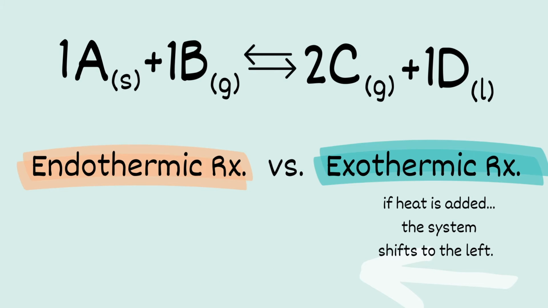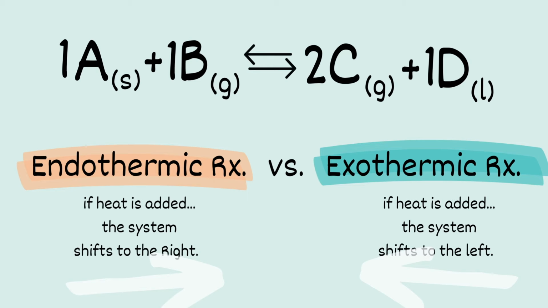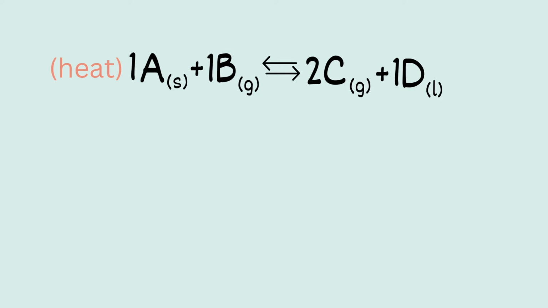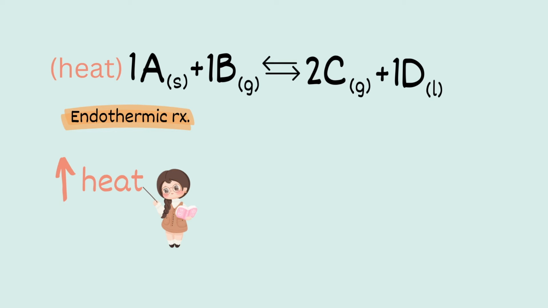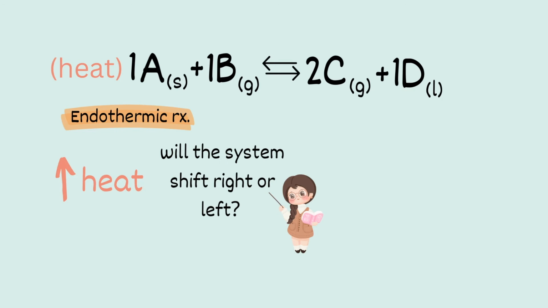If heat is added to an exothermic reaction, the system will shift to the left. And if heat is added to an endothermic reaction, the system will shift to the right. It is important that you are able to identify an exothermic and endothermic reaction before determining which way the system will shift. Let's look at an example using this generic chemical equation. So here we have heat written on the reactant side, and that tells us that this is an endothermic reaction, right? If we increase the heat of this endothermic reaction, will the system shift to the right or the left?